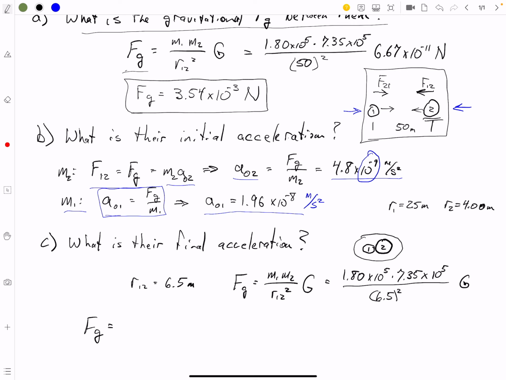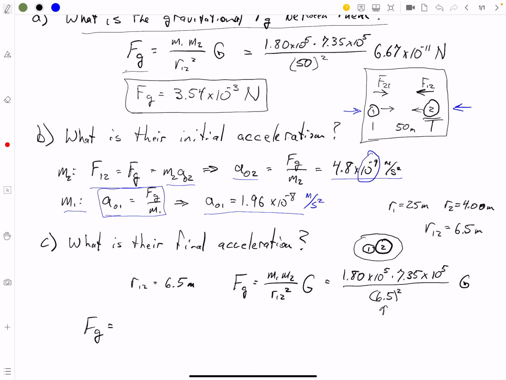And we want to know what that is. So it's right as they're about to touch. They haven't touched yet, but they're just about to. So we're going to say that the radius between them, R12, is equal to 6.5 meters. Okay, so that's where this 6.5 comes in. And I'm going to divide now by 6.5 squared.